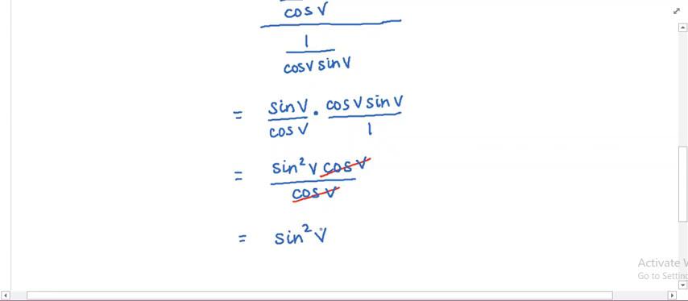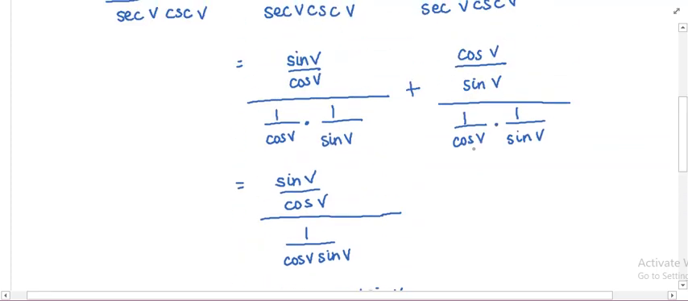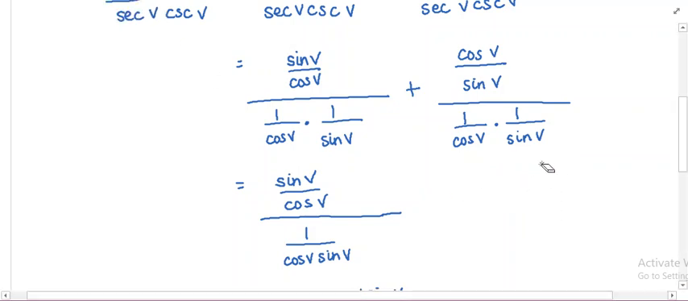Okay? We're going to do the same thing to the fraction that is to the right of the plus sign. So we have to come back up here and simplify this mess. It's going to be very similar. Okay, all right, so I'm going to pick up where I left off. There's still going to be a plus sign in the middle.